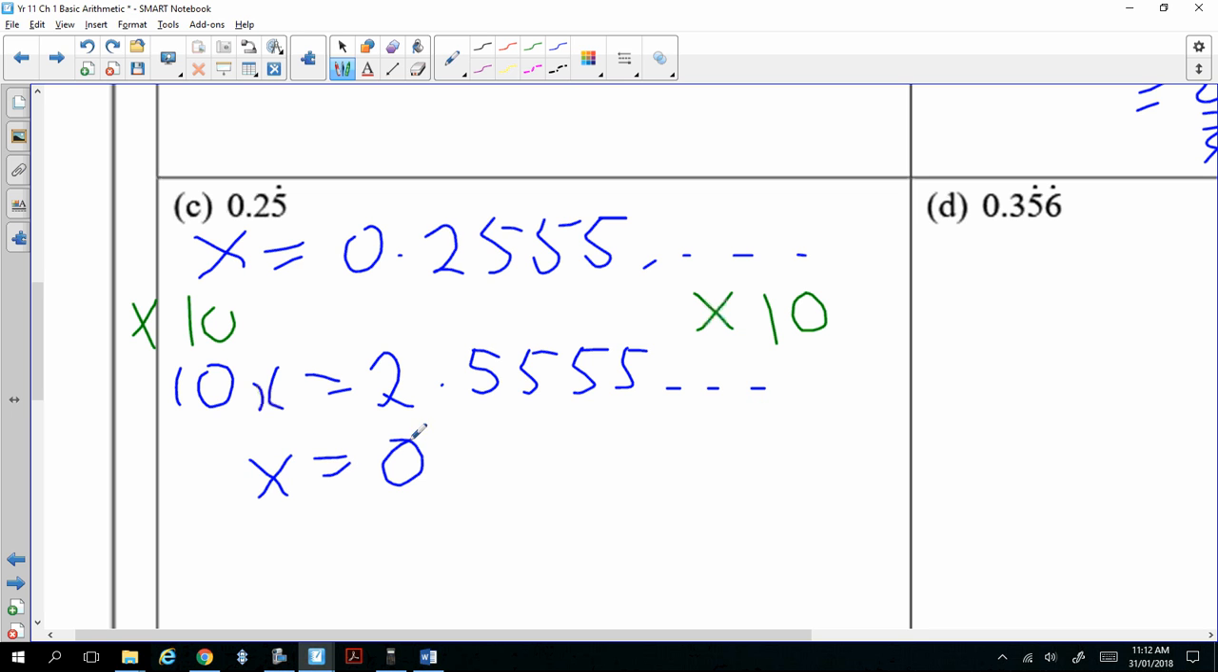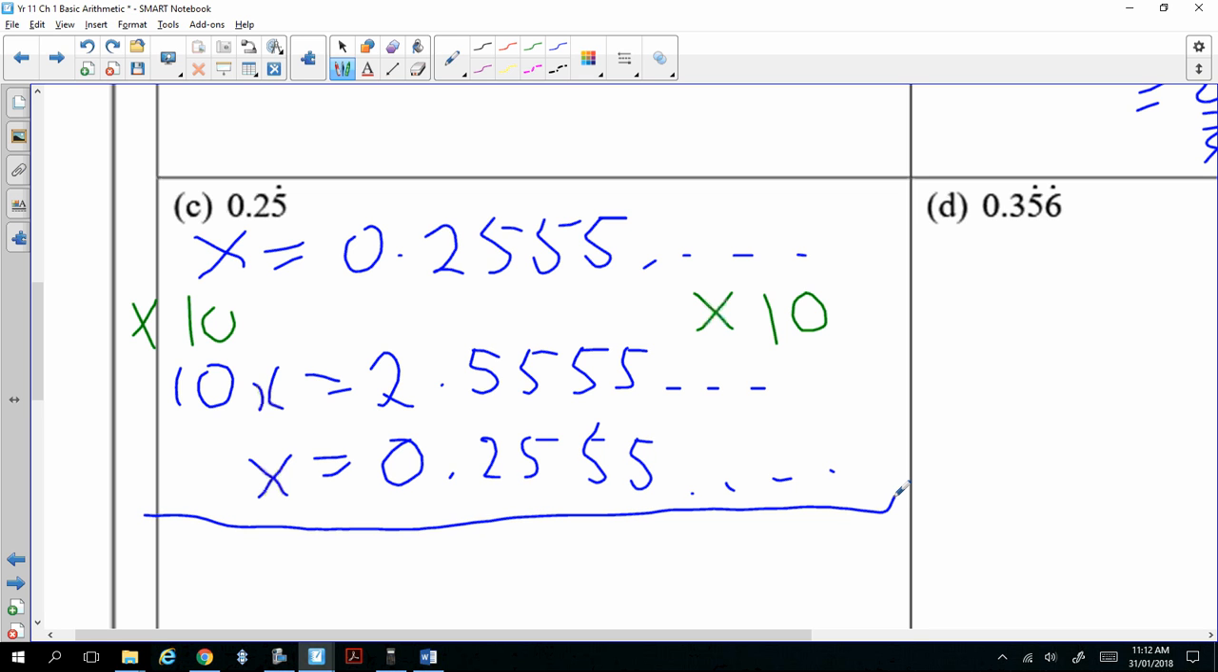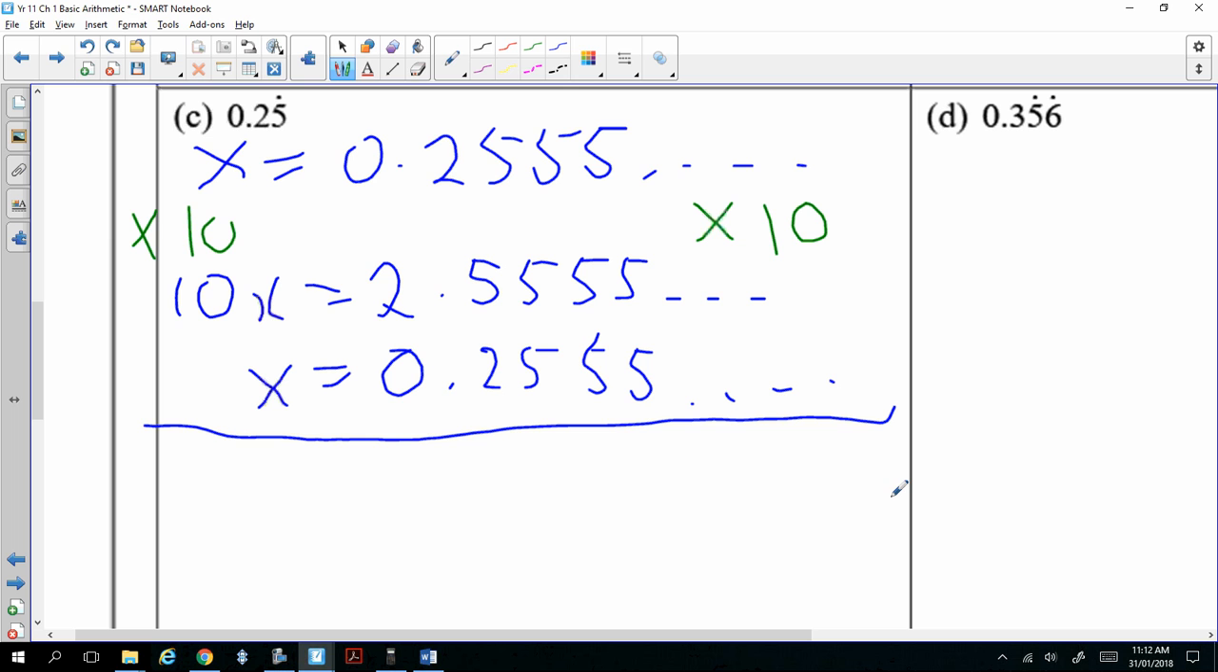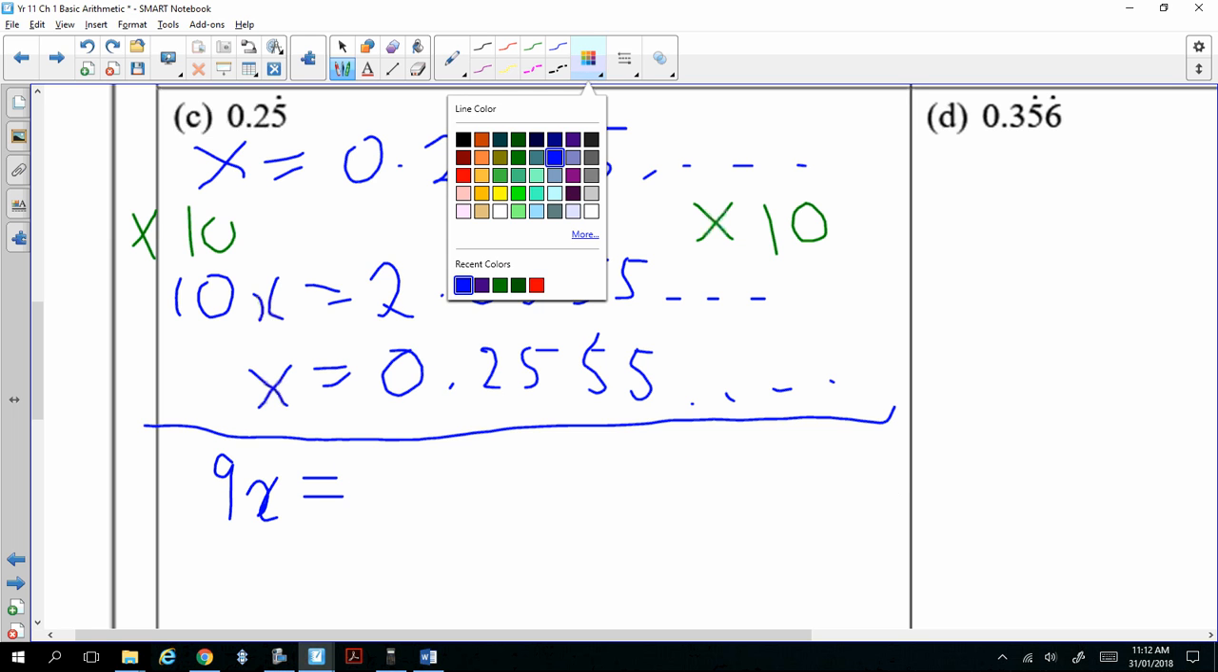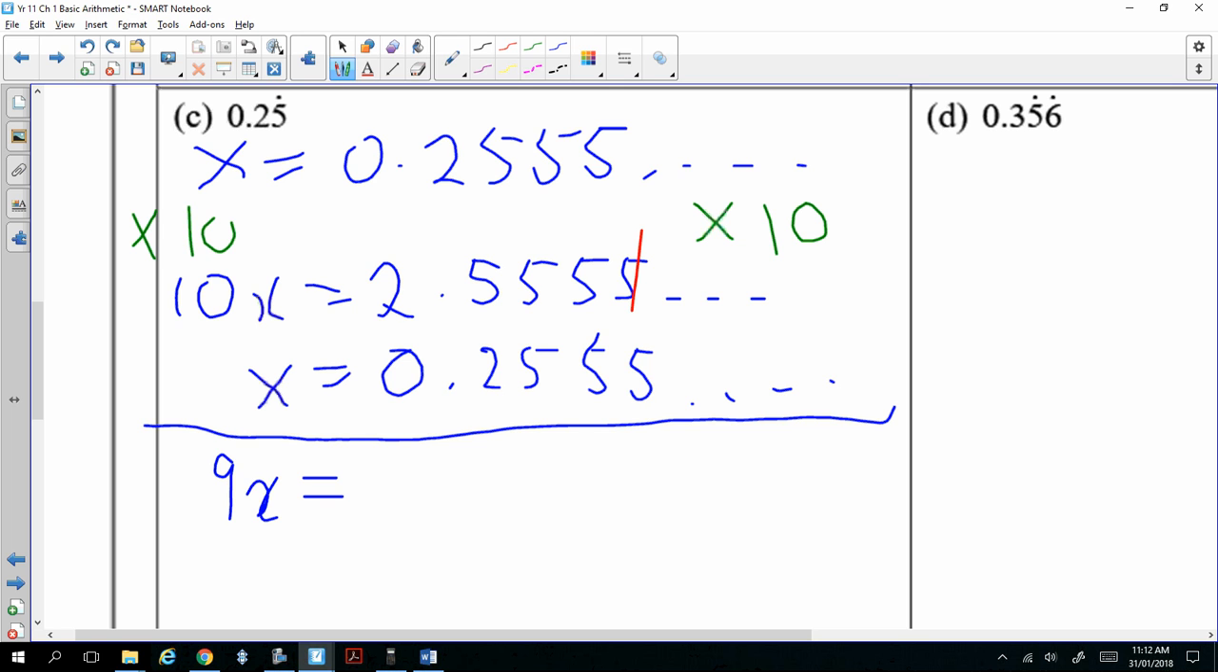Now this time subtraction is not as easy as before. Let's see what it means. So 10x minus x is 9x as before. But this one, be careful. I always start from the right side. All get cancelled, but this stops cancelling. So you need to subtract. 5 minus 2 is 3. And 2 minus 0 is 2.